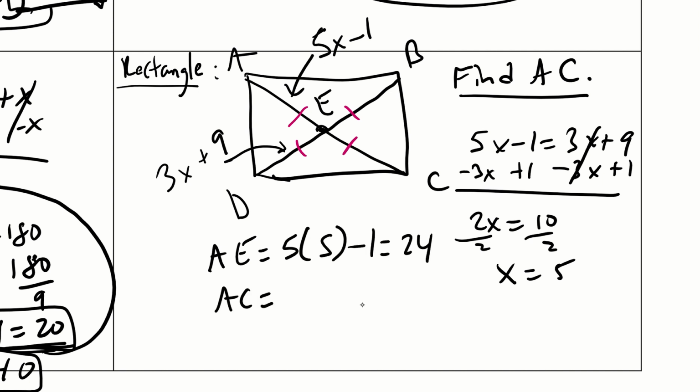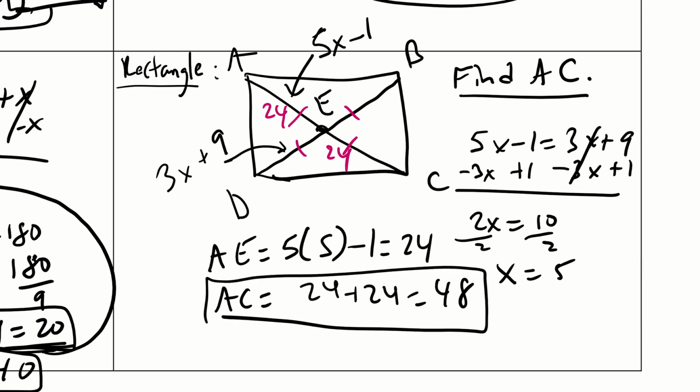And so AC is, so if this is 24, then this is 24, right? It has to be the same. So it's going to be 24 plus 24. So 24 plus 24 is 48. So AC is 48.